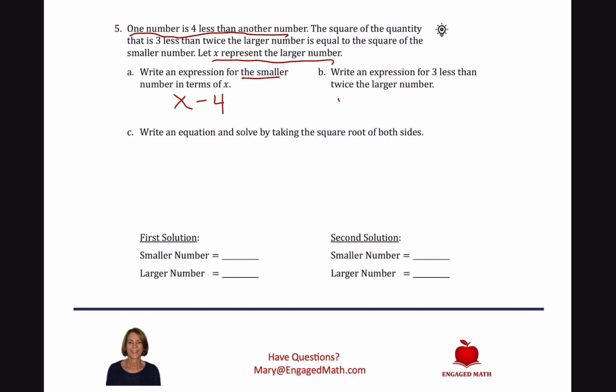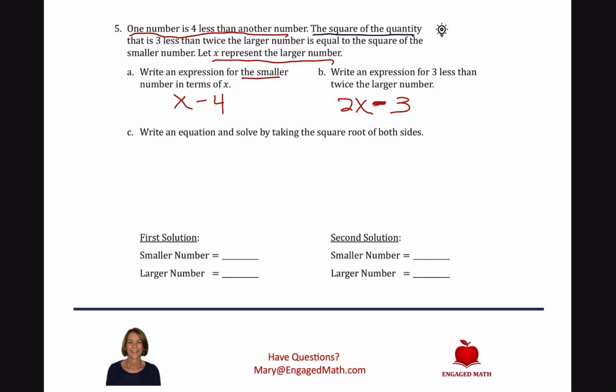Okay, part B. Now we're going to write an expression for 3 less than twice the larger number. So twice the larger number would be 2x, because x is the larger number, and 3 less than that would be 2x minus 3. Okay, part C says write an equation and solve.